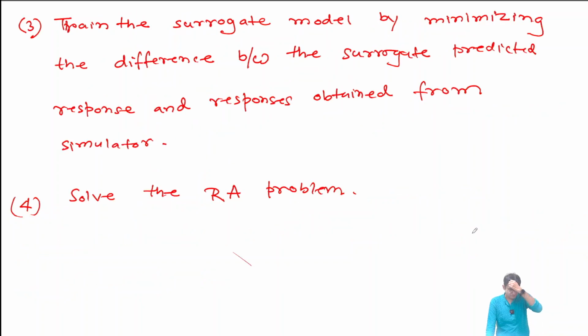Some examples of surrogate models. I did not give you any examples, right? So, some examples. We will start by discussing what is known as response surface method. That is the first surrogate model that was ever developed.